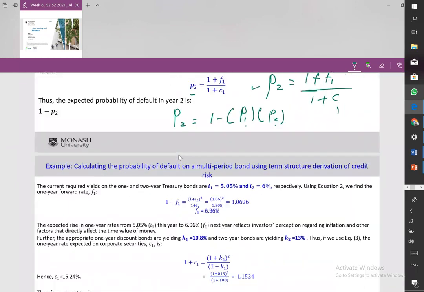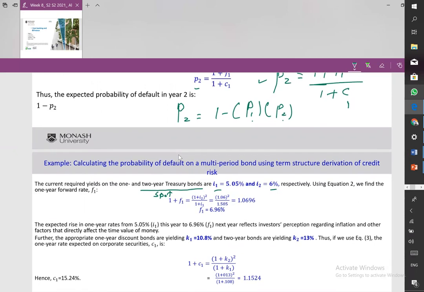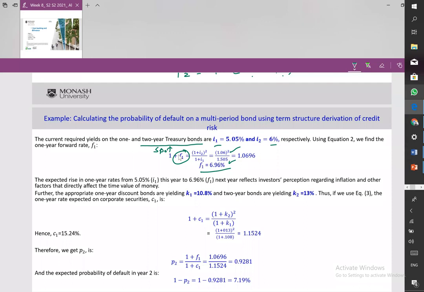So here, if you have the current required yield on 1 year and 2 year treasury bonds, this is the spot, 5.05% and 6%. And if I know this is for the 2 years, then I can calculate the 2 years over the 1 year, and I can calculate the forward for 1 year, and I get it. I can do that for corporate rates, as I told you, if it is 10% for spot for 1 year and 13% for the spot for 2 years. This is the long term, as I told you. This is the short term.